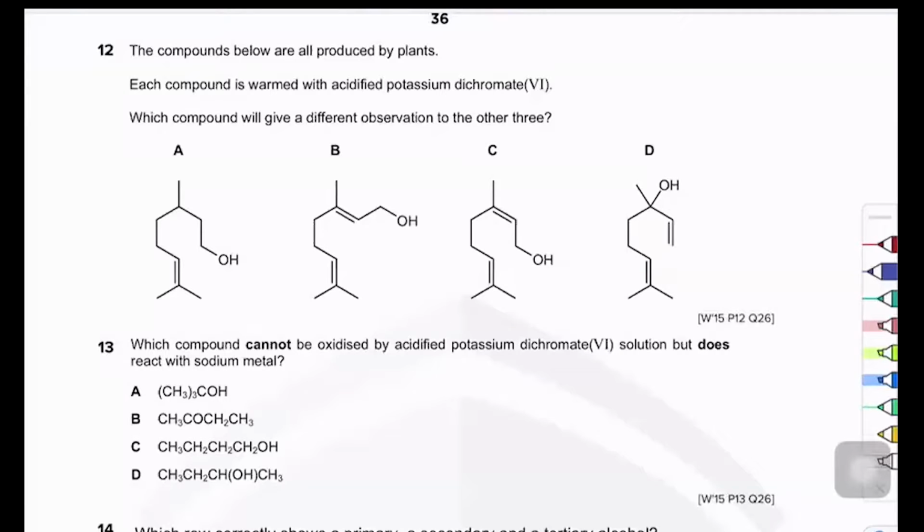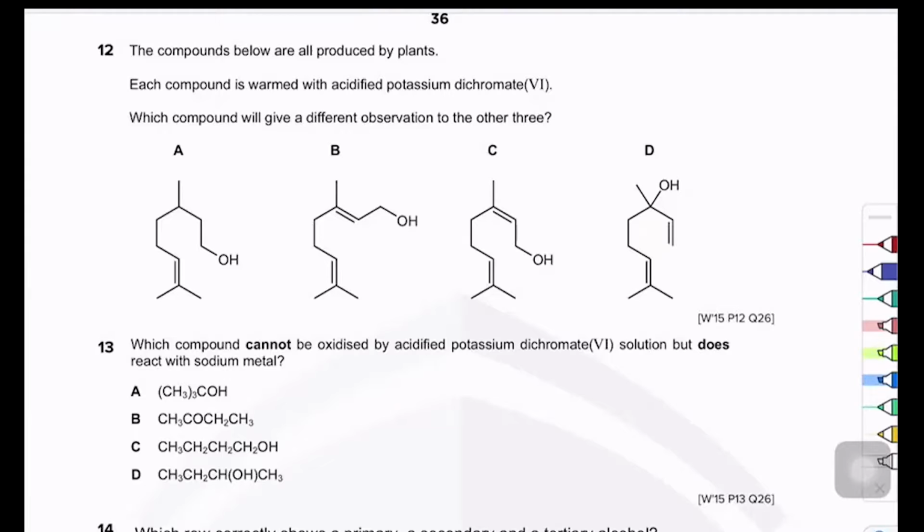Question 13: which compound cannot be oxidized by acidified potassium dichromate solution, but does react with sodium metal? So what is it telling me? It is telling me that with sodium metal, this thing can react as an acid, but it cannot be oxidized by a strong oxidizing agent. Because all of them are alcohols, we know that only tertiary alcohols cannot be oxidized, but all alcohols can act as acids with the sodium metal. Weak acids, but still they act as acids.